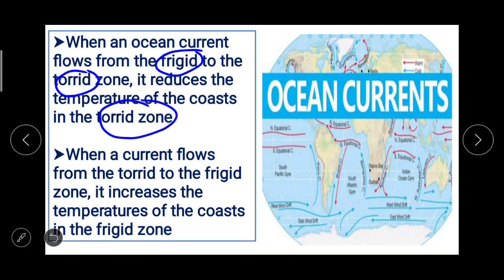Just now we talked about when an ocean current flows from the frigid to the torrid zone, and now when a current flows from the torrid to the frigid zone, it increases the temperatures of the coasts in the frigid zone. So, this is the difference which you have to understand about the ocean currents.